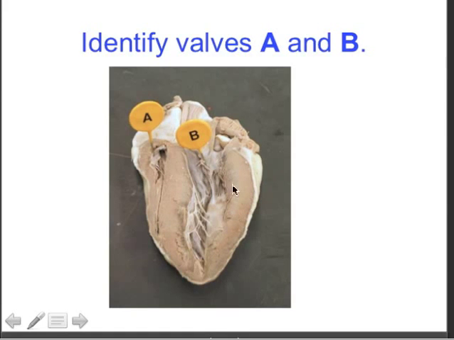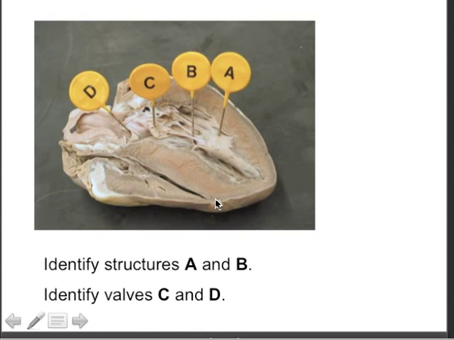Okay, so this is the left side of the heart, and they're asking now which valve is which. What we see is that A is stuck in the tricuspid, which is the doorway between the right atrium and the right ventricle, and B is stuck in the bicuspid, which is the doorway between the left atrium and the left ventricle. Identify the following structures.